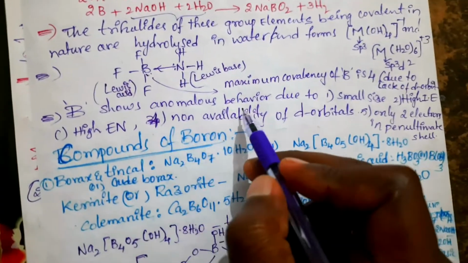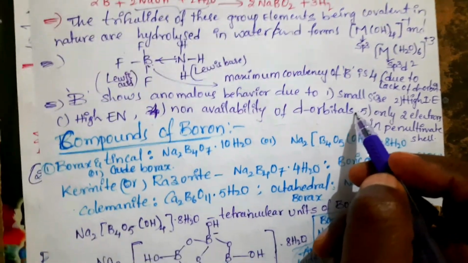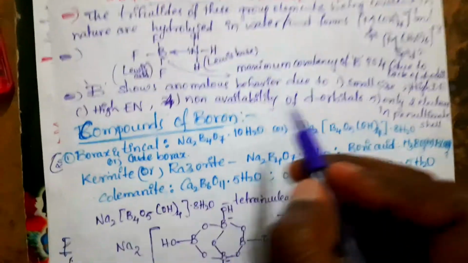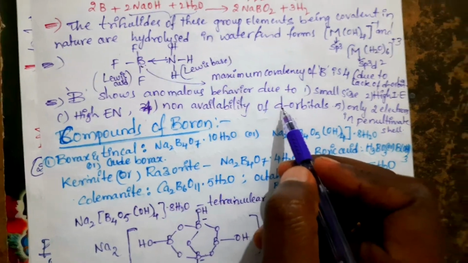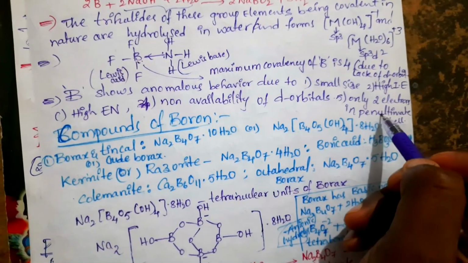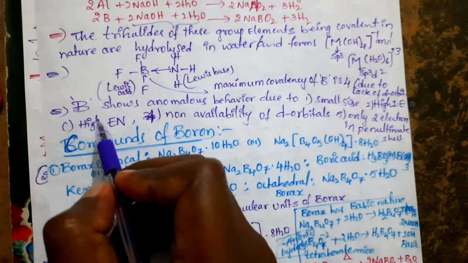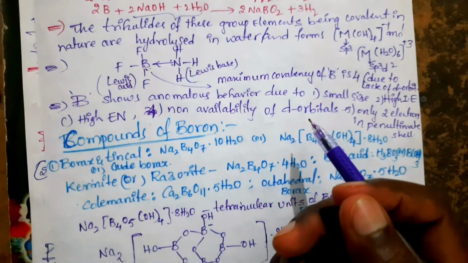Also, boron shows anomalous behavior due to small size, high electronegativity and non-availability of d orbital. Only 2 electrons are present in the penultimate shell. Due to all these reasons, boron will have anomalous properties.